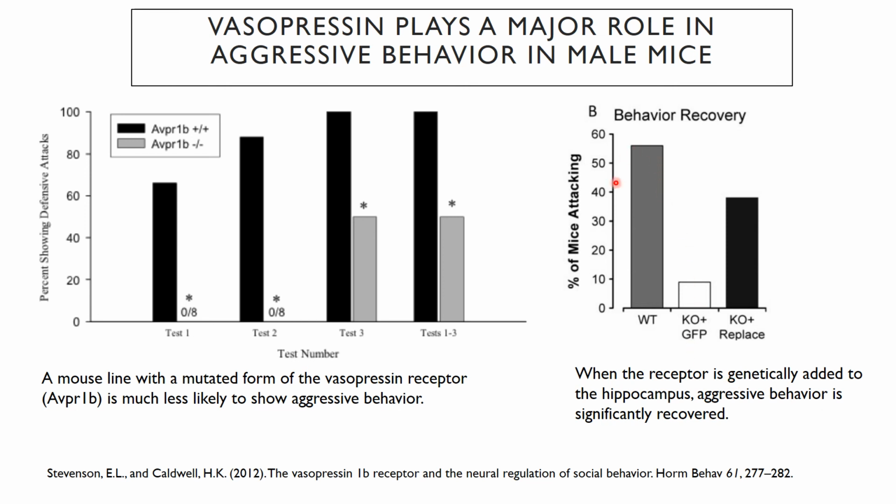So here we have the wild type. The percent of mice that are attacking is around 50% in this particular test. The knockout shows around 10% of the mice are showing the aggressive behavior. And then if you replace the receptor just into the hippocampus, you don't get a full recovery, but you get a much greater increase in the percent of mice that are showing aggressive behavior versus the knockout. So this is knockout with virus that allows them to express the behavior.